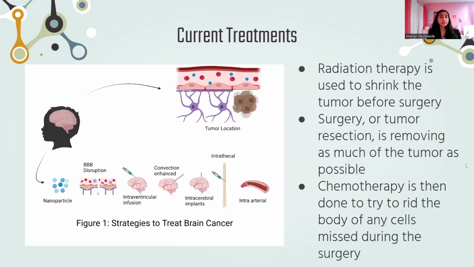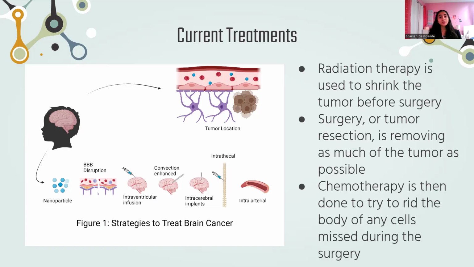And so these current treatments include radiation therapy, surgery, and chemotherapy. These are typically the topmost done treatments, and they all work together to treat glioblastoma. So you start off with radiation therapy typically, which shrinks the tumor down as much as possible before the surgery occurs. Then the surgery, also called tumor resectioning, is the process in which surgeons try to remove as much of the tumor as possible without damaging surrounding tissues. And due to improving technology, MRI-guided surgeries are now being used for tumor resectioning to make it more precise.